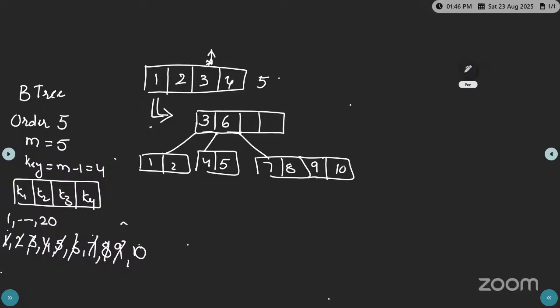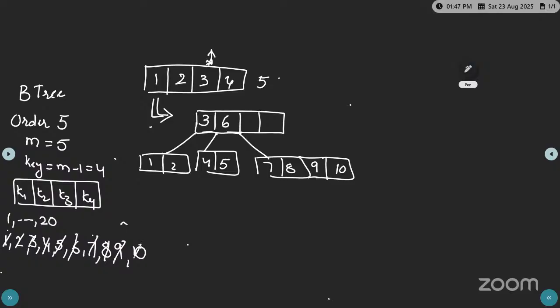Till now, any doubt? Order of 5 means the total number of elements available in your node is maximum 4. If you exceed, if you identify overload on that node, try to identify the middle element and pull that middle element one level up, then identify the left side values and right side values. Still any doubt?